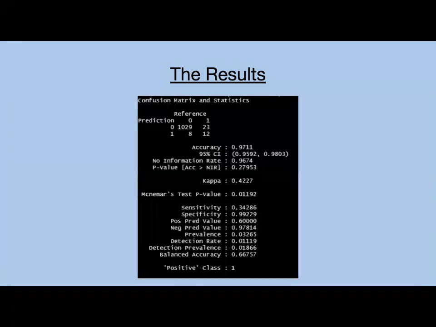The image on this slide shows the confusion matrix. To read this, look at the prediction and reference column. For example, 1029 fishnets, which were predicted as 0, were actually 0, also called the true negative or the specificity. Similarly, only 12 fishnets were predicted as 1 when the actual value was 1, also called the true positive or the sensitivity. Similarly, you can read the false positive and false negative rates in a similar fashion.